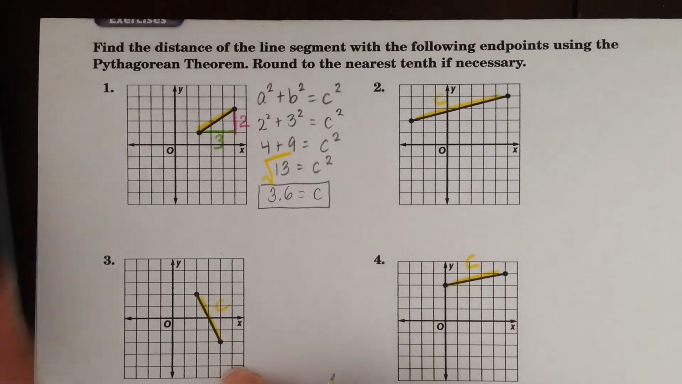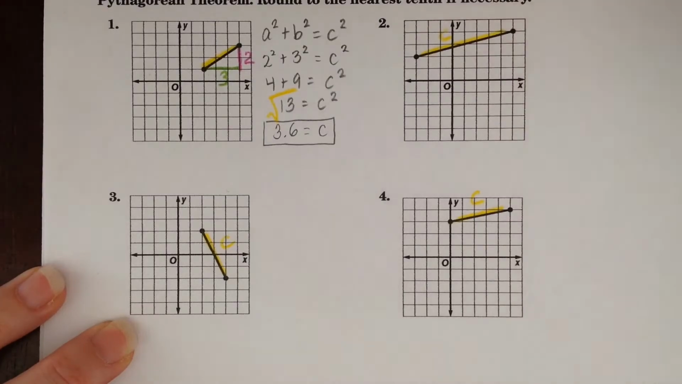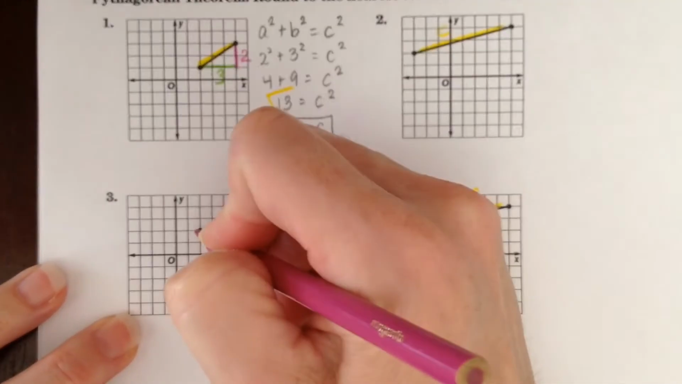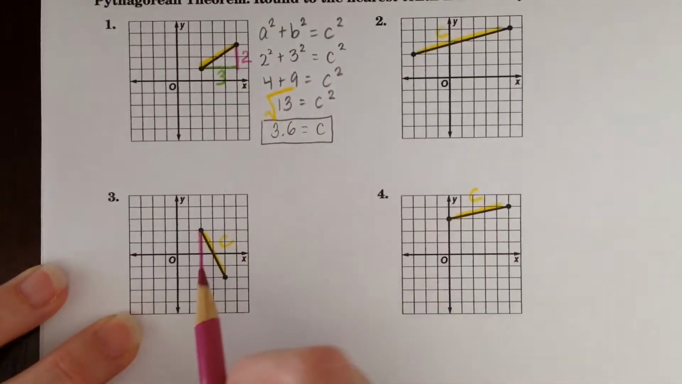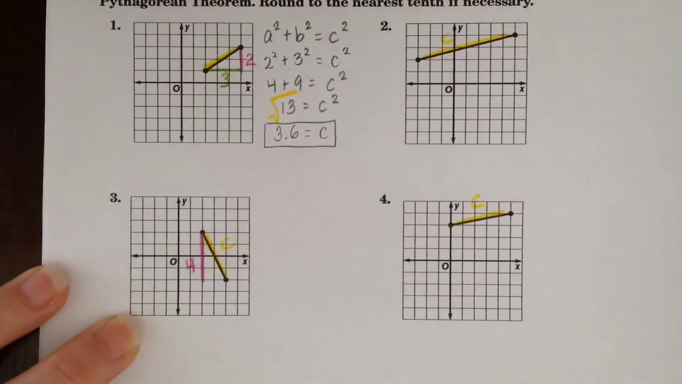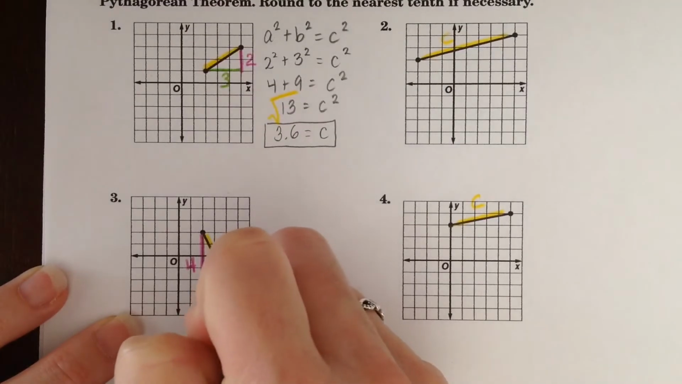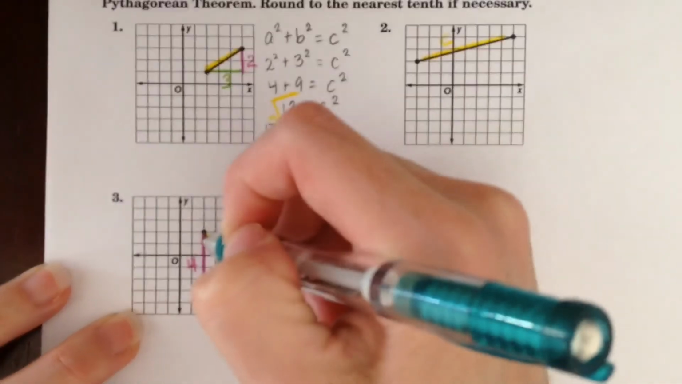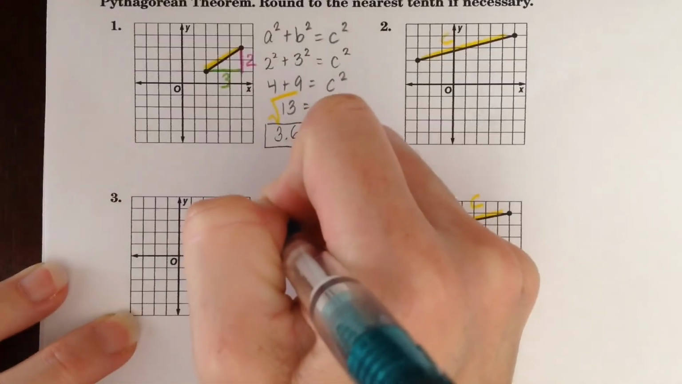All right, I'm going to do one more with you guys. Let's pop down here and do number 3. I'm going to make my right triangle out of this. From here to here, I go down, and that is 1, 2, 3, 4. That's 4 units. And then I go over, and that is 2 units. I'm just going to count one more time. 1, 2, 3, 4. Yep, 1, 2. Okay, it's always good to double check yourself.